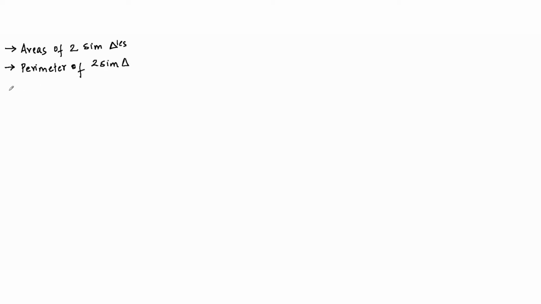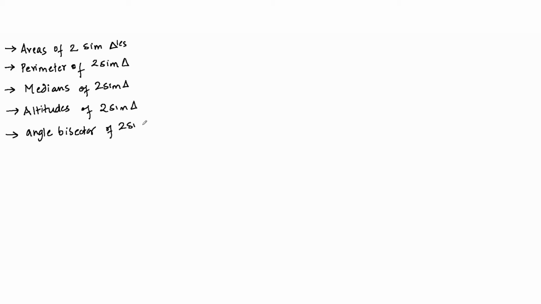Then we also wish to understand the ratio of the corresponding medians. We also wish to understand the ratio of the corresponding altitudes of two similar triangles, right? And we also wish to understand the relation between the ratio of two angle bisectors of two similar triangles. So the discussion in this particular video is going to revolve around two triangles which are already similar. We know that they are similar to each other.